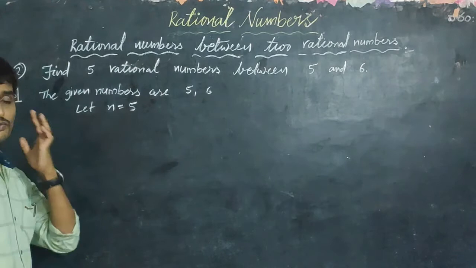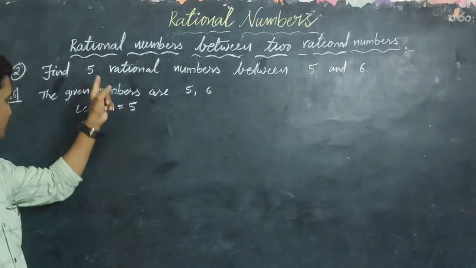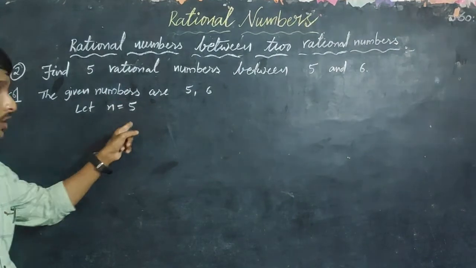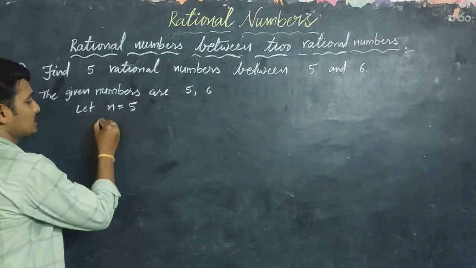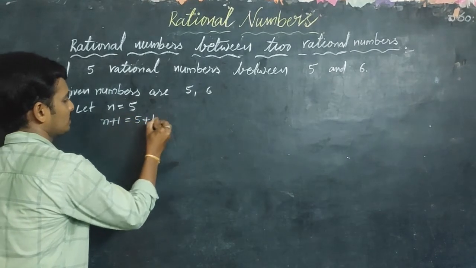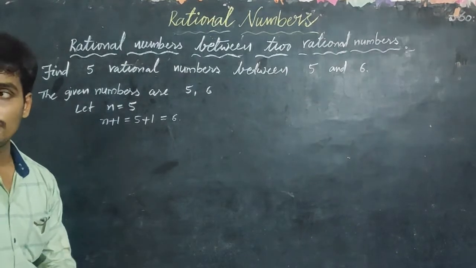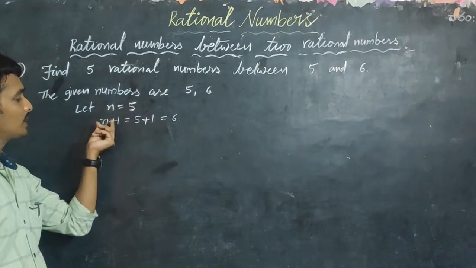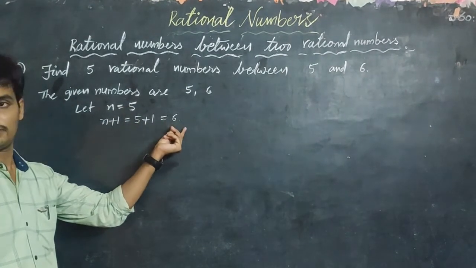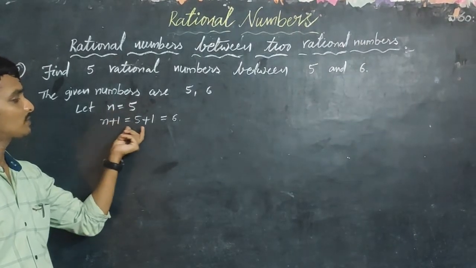Let n equal 5. If you want 10 rational numbers, we take n equal to 10. If you want 50 rational numbers, take n equal to 50. Now I am adding 1 on both sides. That means n plus 1 is equal to 5 plus 1, which is 6. For example, if you want 10 rational numbers, n is 10 and n plus 1 is 10 plus 1, which is 11. Otherwise, if you want 12 rational numbers, n is 12 and n plus 1 is 13.